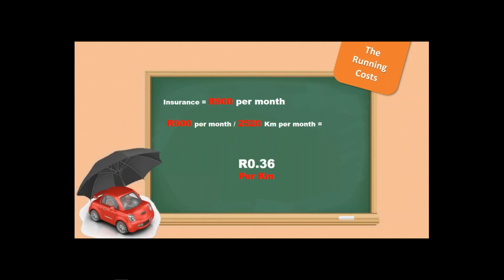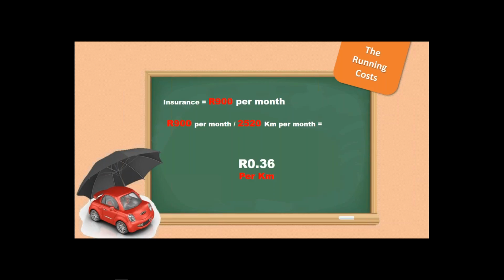Insurance, exactly the same, guys. Insurance is taking your insurance per vehicle, 900 Rand. It might be a bigger vehicle, it might be a smaller vehicle, simply divided by the kilometers, right? Because you've got to recover irrespective if you travel 1 kilometer or 500 kilometers or 5,000 kilometers per month, your insurance will stay exactly the same.